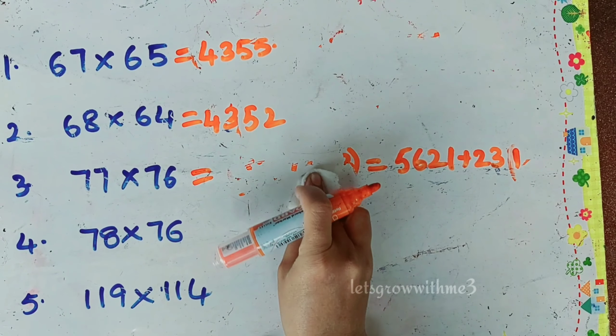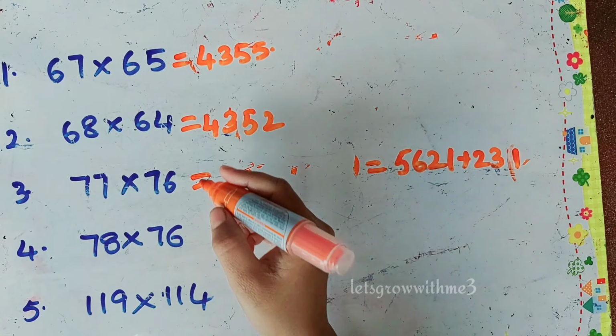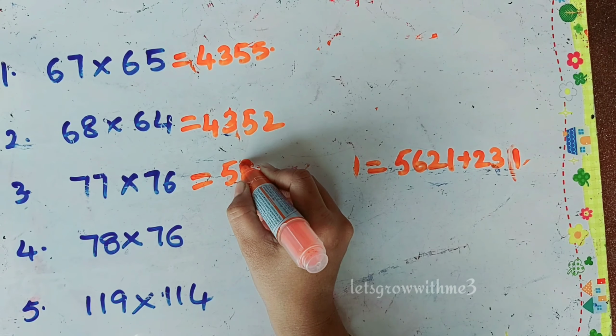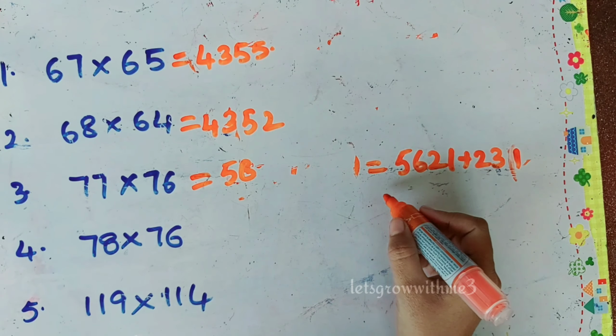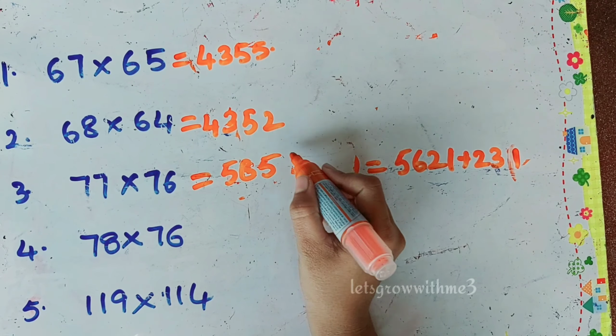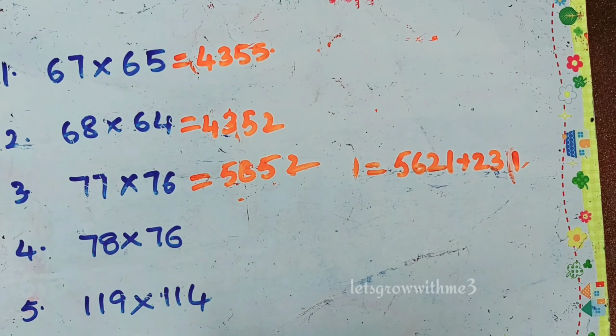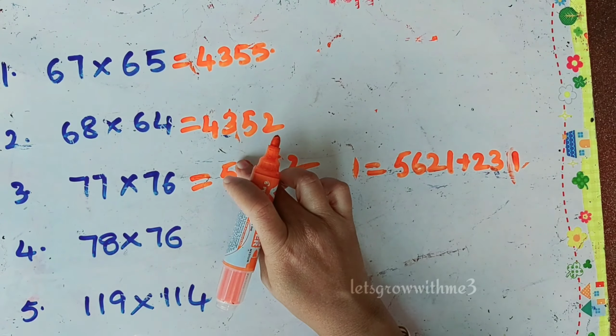Let's use our Vedic maths to add these two numbers. 56 plus 28, we don't have any carry combination, and then 2 plus 3 is 5, then 1 plus 1 is 2. Okay, let's see the next question.